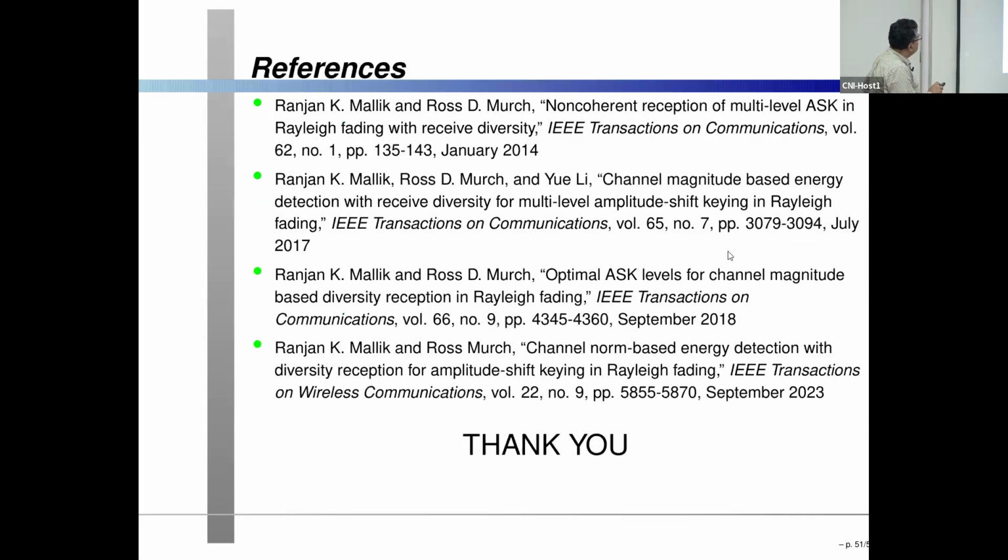So these are the references. The material is based on 4 papers. This is for the channel norm based receiver. This is for the channel magnitude based receiver and some optimization of the levels. This is the non-coherent receiver, complete non-coherent receiver. I have another paper on channel norm with imperfect estimation, so using pilot symbols. I have another paper which appeared later, that I haven't covered yet.